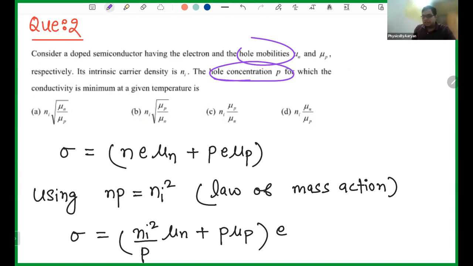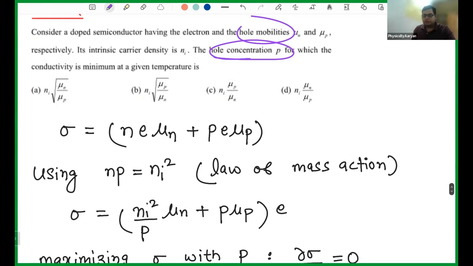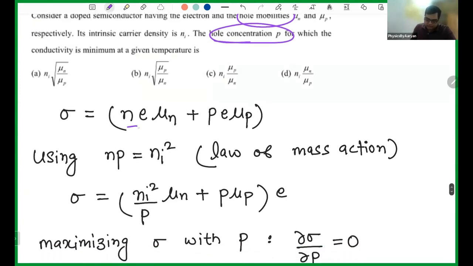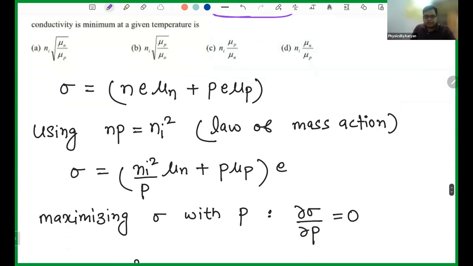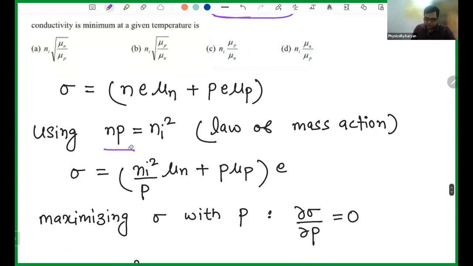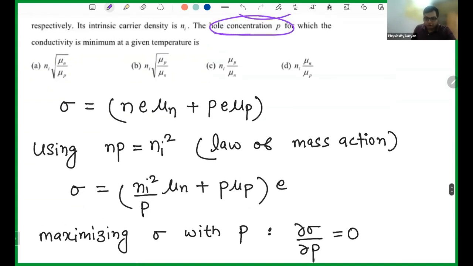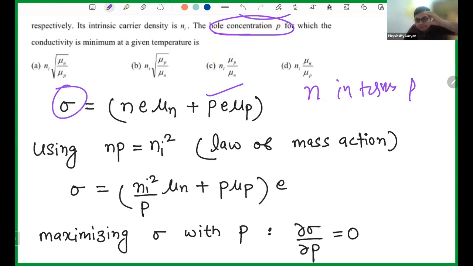So conductivity is minimum. What is the formula for conductivity in semiconductors? The formula we studied: N e mu n, where N is the number of electrons per unit volume and mu n is the mobility of electrons, plus P e mu p, number of holes times the mobility of the holes. Then I use the formula where NP equals Ni square, because I need to find the number of holes. So I also have to write N in terms of P so that my entire equation is in terms of P. That is what I want because I want to minimize my conductivity.